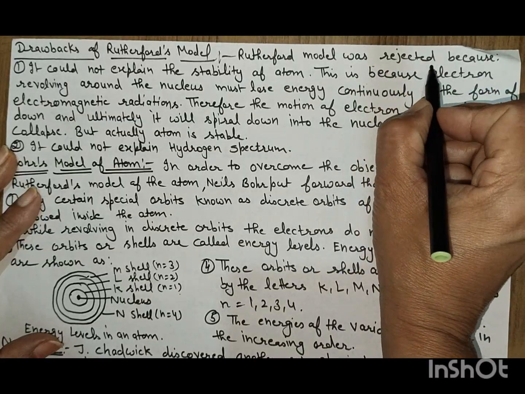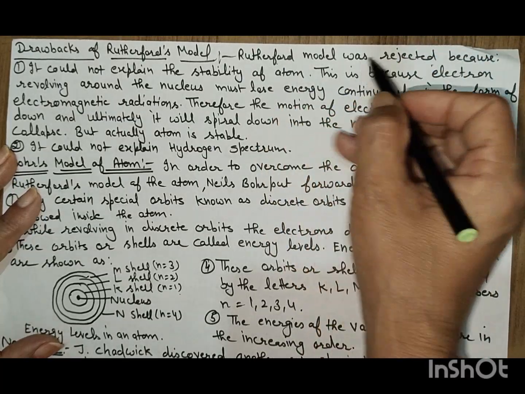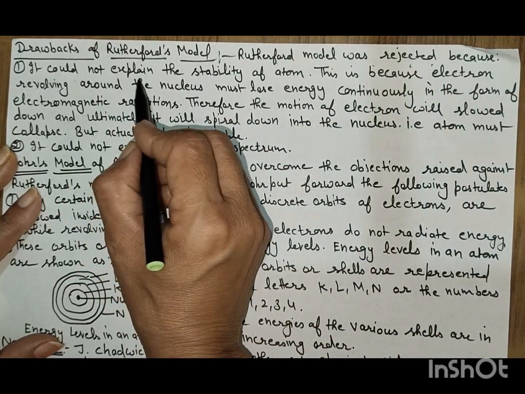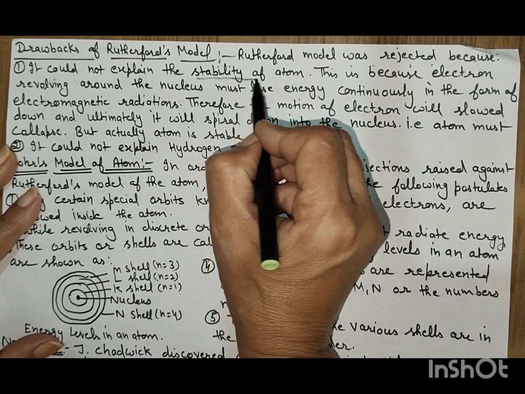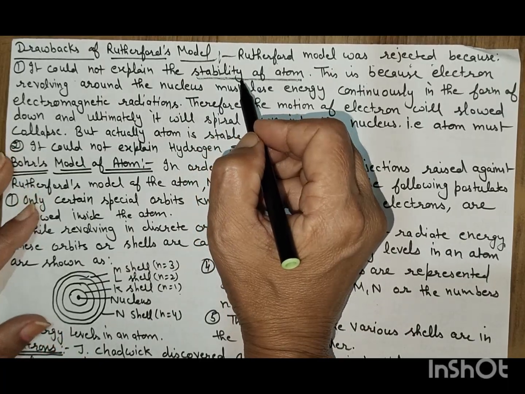J.J. Thomson model was rejected, but Rutherford model was also rejected because it could not explain the stability of the atom.